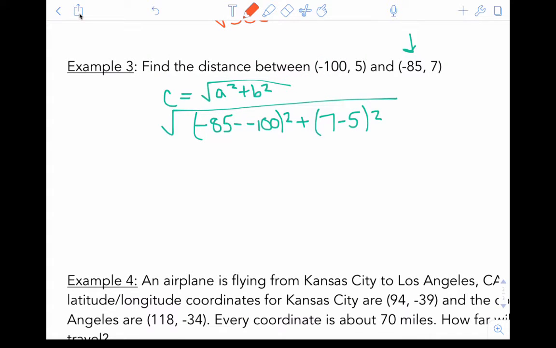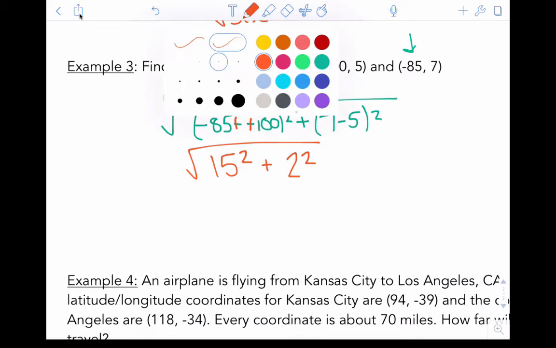Pay attention to your signs because I have minus a negative right here, so I need to add the inverse. So I have negative 85 plus 100, which equals a positive 15. And I'm going to square that, plus 7 minus 5, which equals 2, and I'm going to square that, and I have my square root over that whole thing.